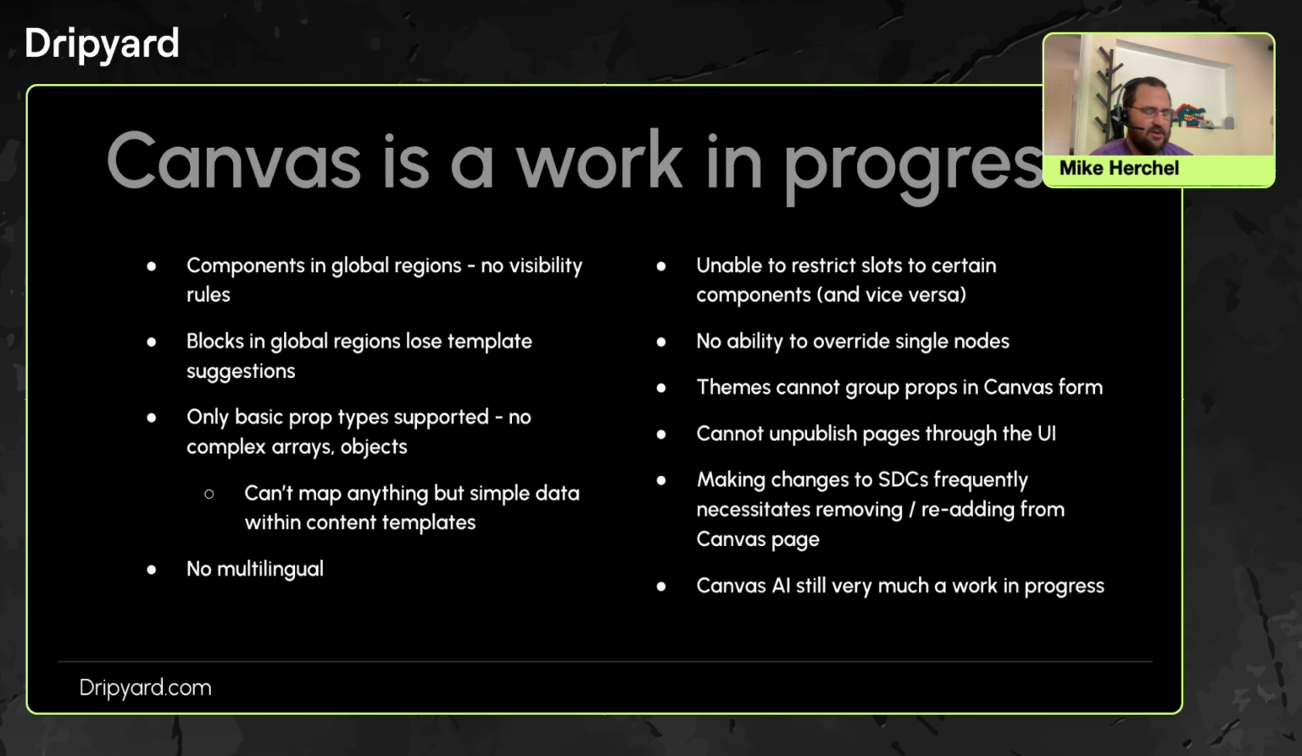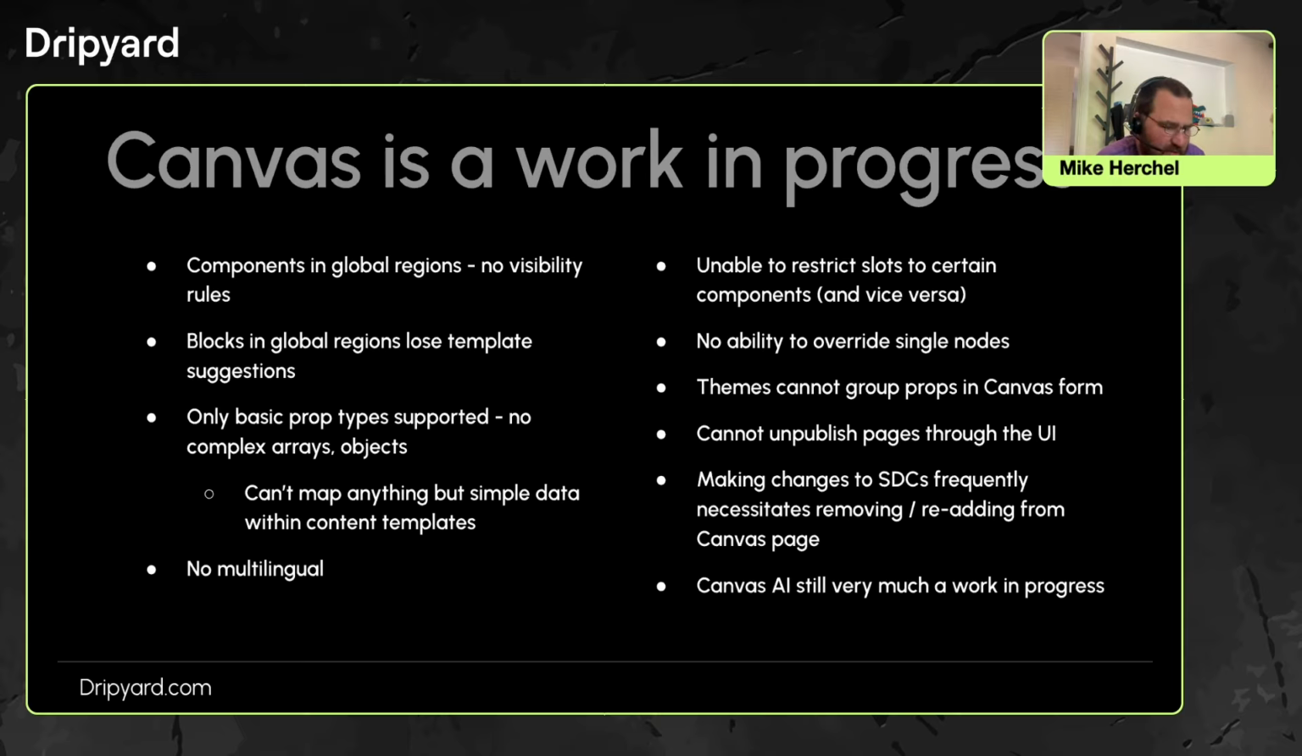Cool. All right. As you can see on the slide right here, Canvas is very much a work in progress, and it's going to be a work in progress forever, as any great software should be. A couple of the things that are fairly noticeable are on this list. Canvas has a capability to have global regions, but as soon as you put things in a global region, for example, you can't change visibility to have them appear on one page and not another page. And things in global regions also lose template suggestions, which can cause problems if you want to look different in one region versus another region.